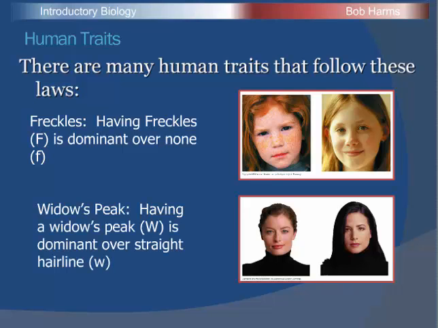Widow's peak is another common example here, having your hair come to a point in your forehead. We'll call that the W gene for widow's peak. Having the widow's peak is dominant, so that would be the big W allele, straight hairline, little w. So again, the recessive person there on the right, we know she's little w, little w. The woman on the left, she must be big W something. Okay? Now I do want to point something out here as we look at some of these traits.